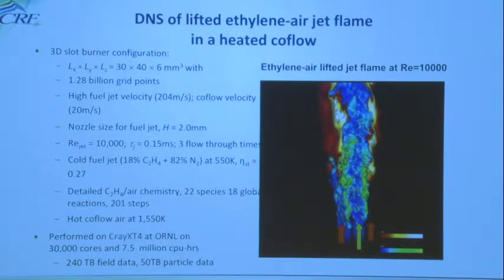The detailed ethylene air chemistry was 22 species, 18 global reactions, 201 steps, and the heated co-flow was pretty high at a high temperature of 1550 Kelvin. And at that temperature, which is well above the temperature where ethylene ignites, you'll see that the role of ignition in stabilizing that flame is a lot. So this was performed at Oak Ridge on 30,000 cores and with about 7.5 million CPU hours. And it generated 240 terabytes of data. And we also had Lagrangian tracer particles in there with 50 terabytes of particles.